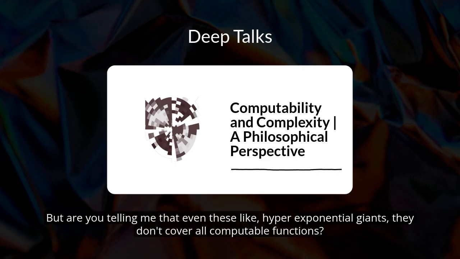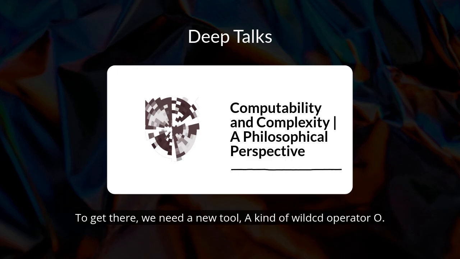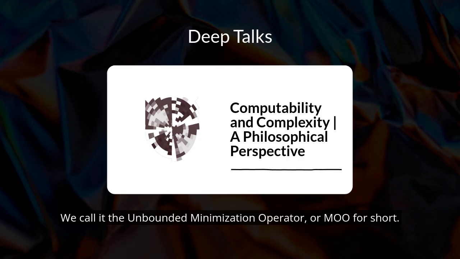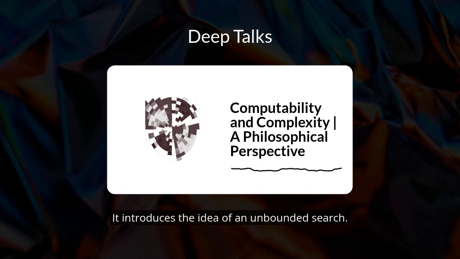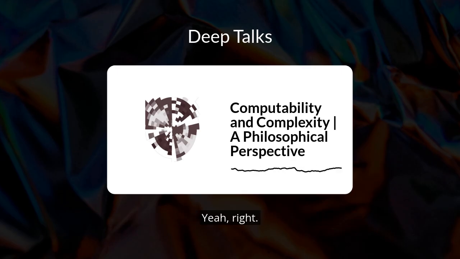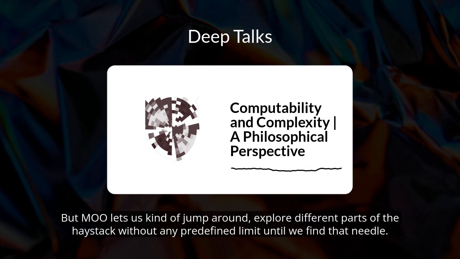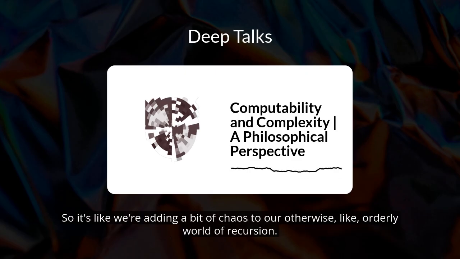They are very powerful. But are you telling me that even these hyper-exponential giants don't cover all computable functions? There's still more. You're right. There are computable functions that even these rapidly growing monsters can't quite capture. To get there, we need a new tool, a kind of wildcard operator. We call it the unbounded minimization operator, or MU for short. MU sounds mysterious. It is. It introduces the idea of an unbounded search. Imagine searching for a needle in an infinite haystack. Primitive recursion is like systematically combing through the haystack in a predictable way. But MU lets us jump around, exploring different parts of the haystack without any predefined limit until we find that needle. So it's like we're adding a bit of chaos to our otherwise orderly world of recursion. Yeah, I like that.